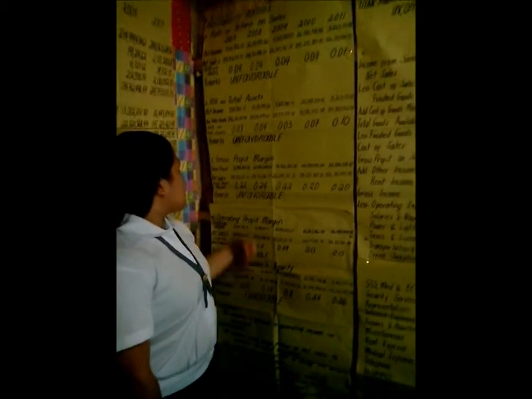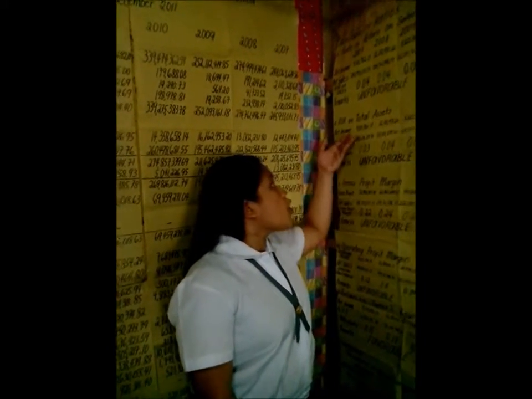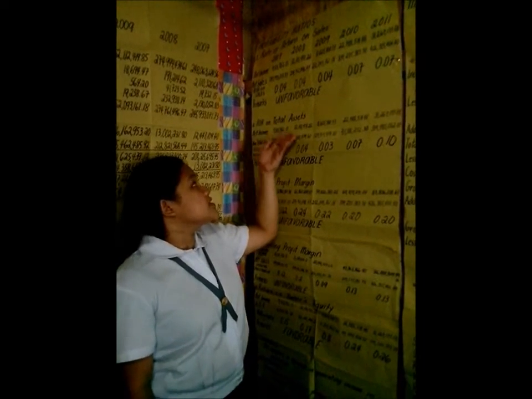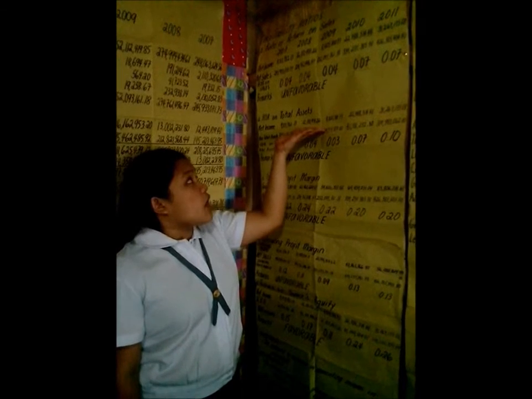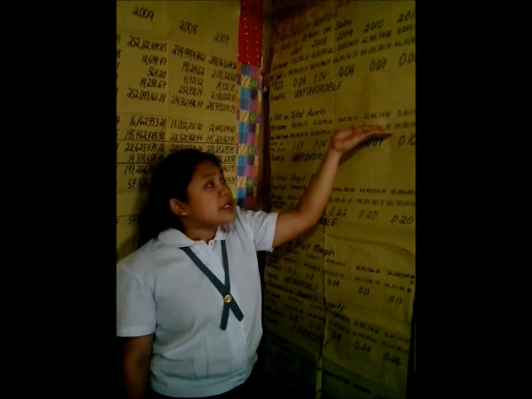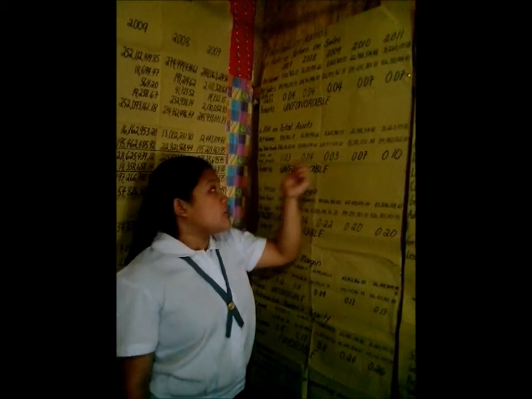The next is the rate of return on total assets. It is computed by dividing the net income by its average total assets. This gives investors an idea of how effectively the company is using its assets to generate earnings. So, the net income of the company is 9.5 million in 2007, 12.1 million in 2008, 8.8 million in 2009, 22.8 million in 2010, and 31.3 million in 2011.